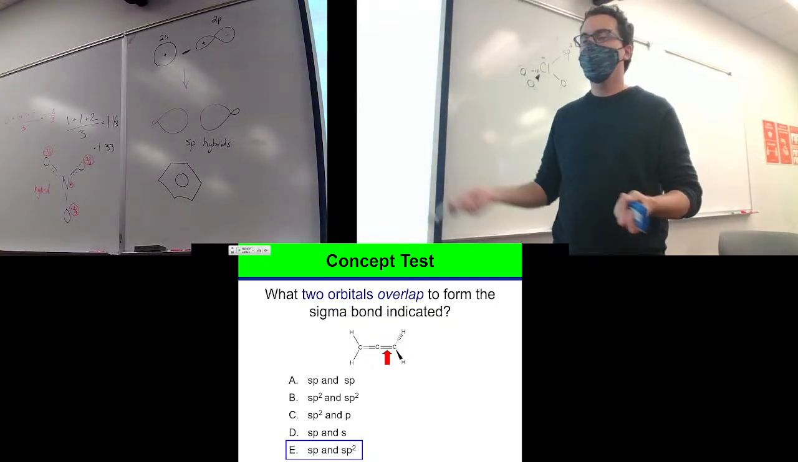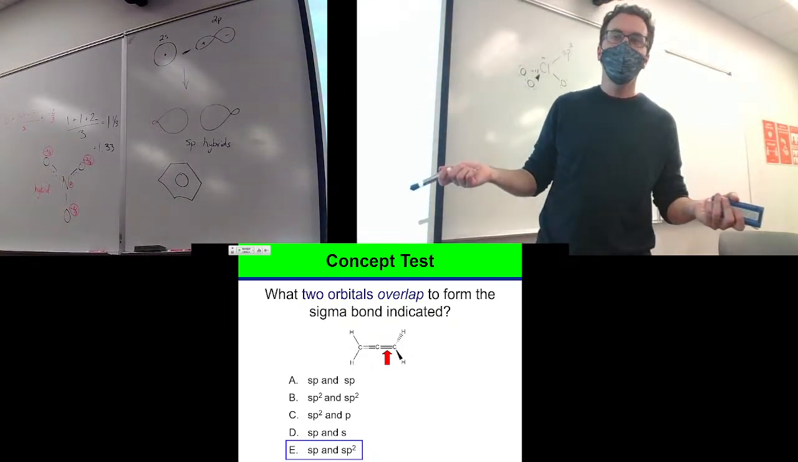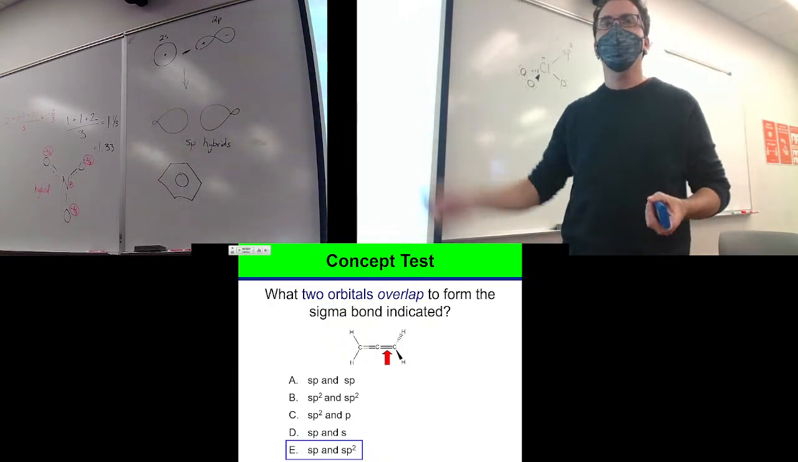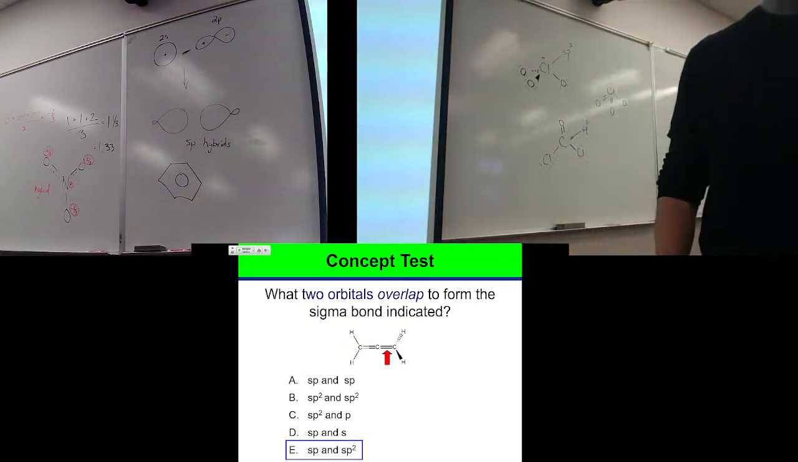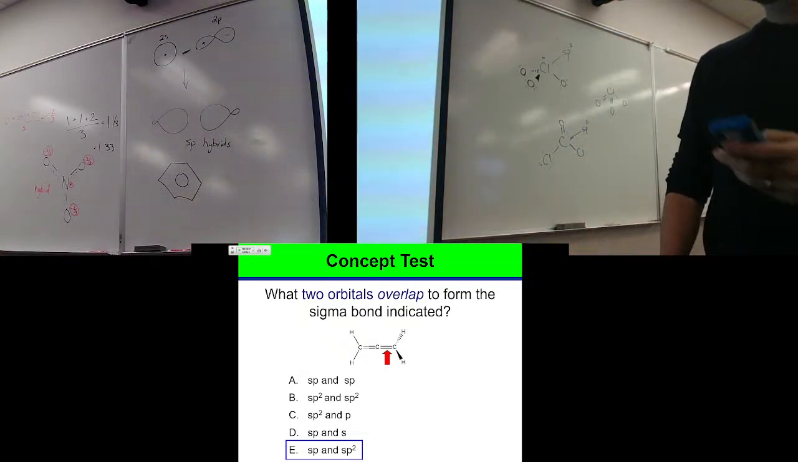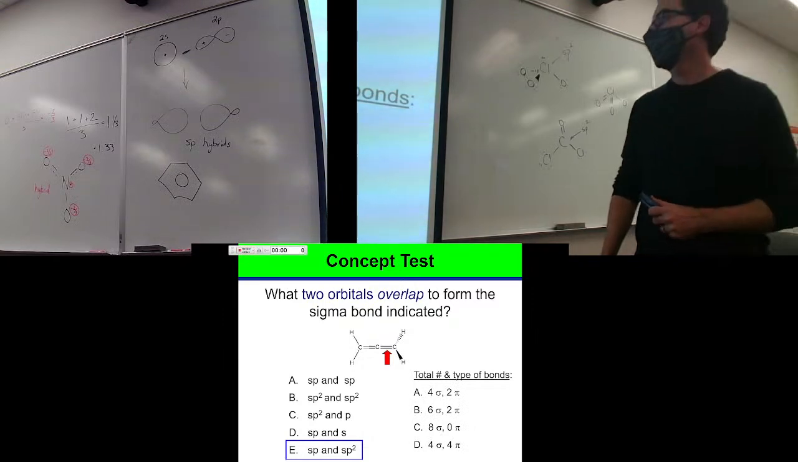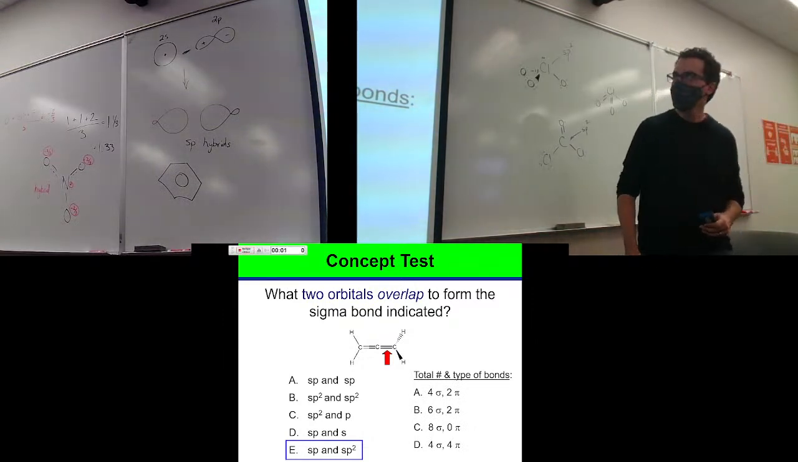Now, if the same question was what makes the pi bond, you would say a p orbital and a p orbital. That's it. Or 2p and 2p's, technically. Okay. All right. Next. Oh, yeah. Total number of sigma and pi.